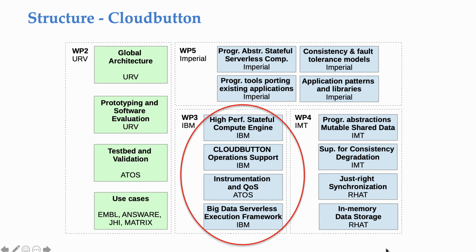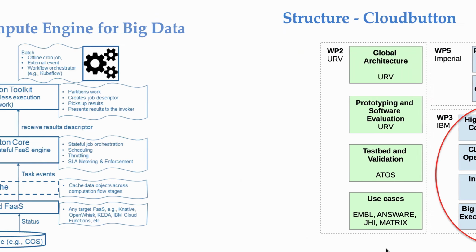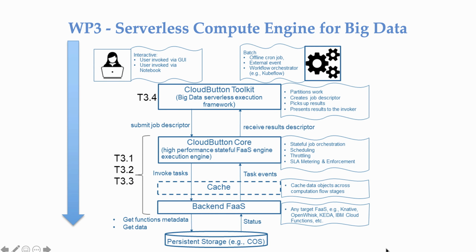So this is the general structure of Cloud Button work packages, and we see here work package 3. There are 4 tasks, where 3 of them are managed by IBM and 1 is managed by Atos. If we get into more details of this work package, then this is how those 4 tasks are organized. So we see task 3.4 is actually the one that's sort of on the front.